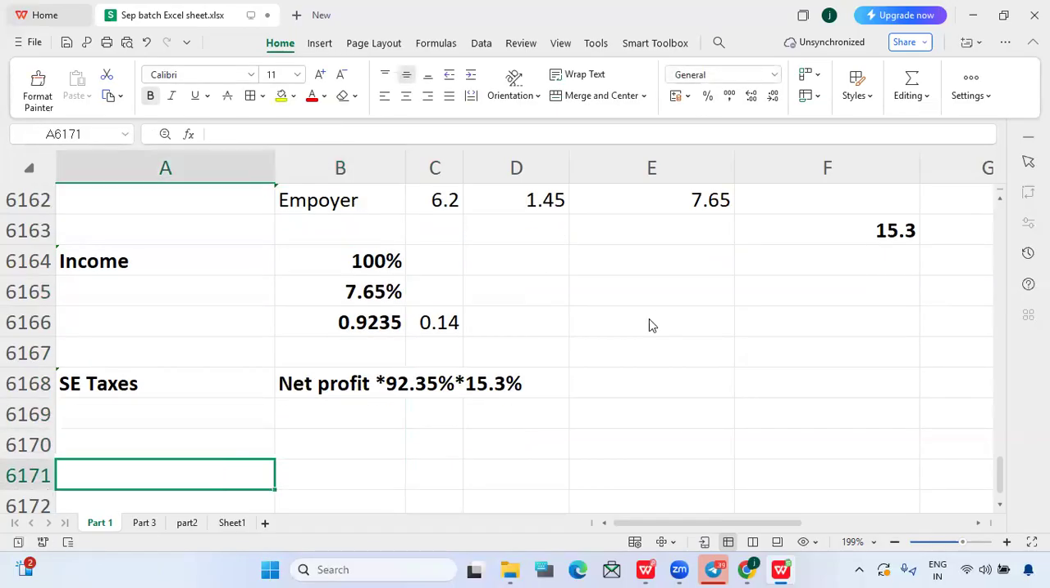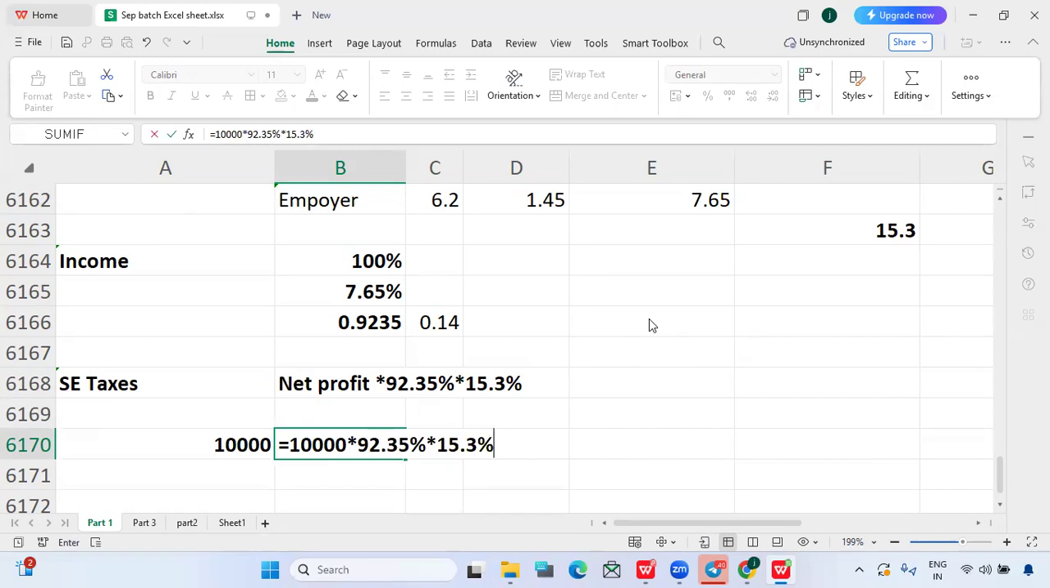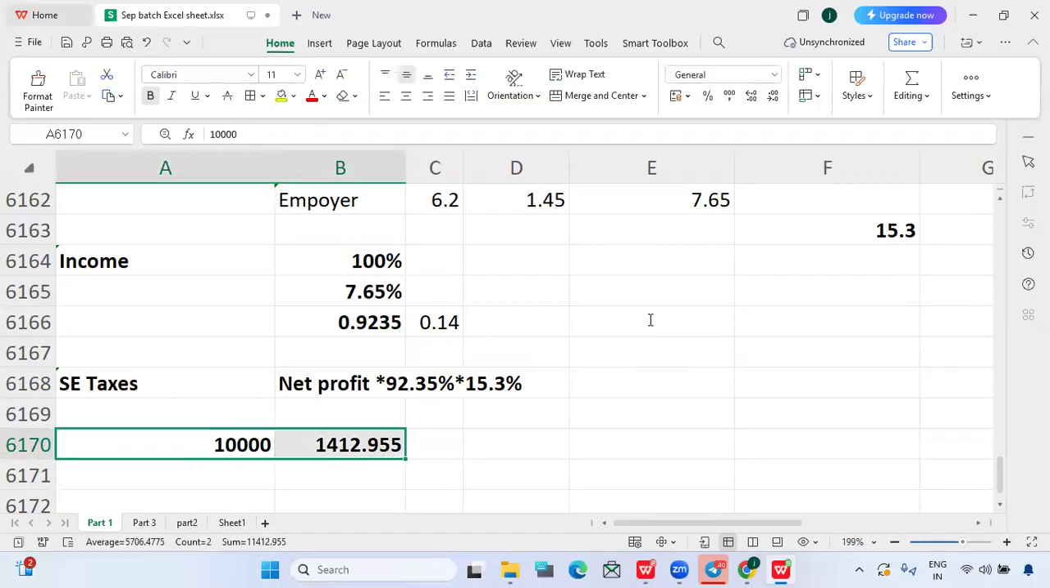Let's say taxpayer income is $10,000. How much SE taxes do we need to pay? 10,000 into 92.35 percent into 15.3. Why are we doing 92.35? Because 100% minus 7.65% is the net amount we have to take. So that's the reason we take 92.35 and into 15.3, which gives 1412.955. This is the amount we have to pay towards self-employment taxes.